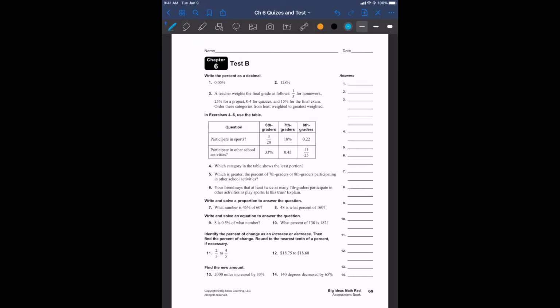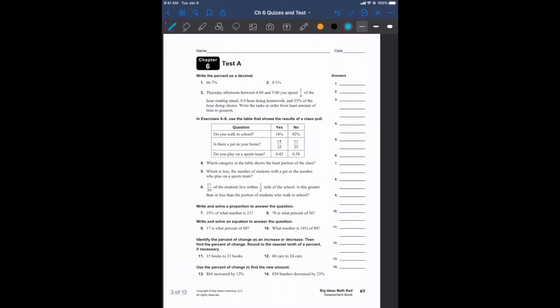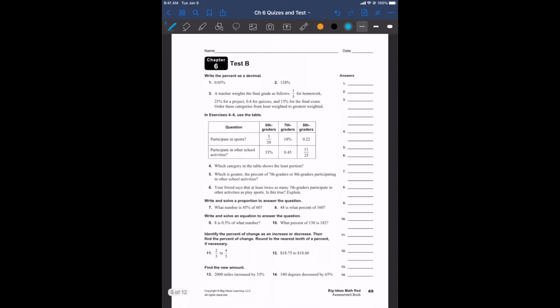I am going to review straight from a test. Now this is Test B, and as you can see, Test A is very similar, almost identical, just the numbers are different. So what I'm going to do is go through each section to make sure you guys fully understand what the question is asking, so that when you take the test on Friday, you're not lost and it's not new for you. Alright, so let's go ahead and get started.